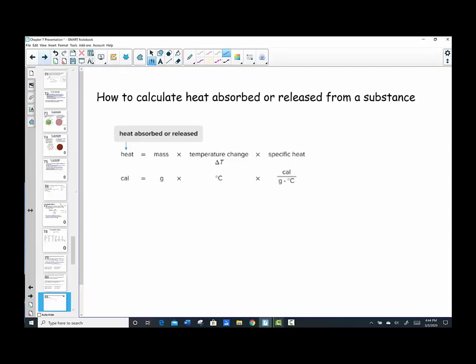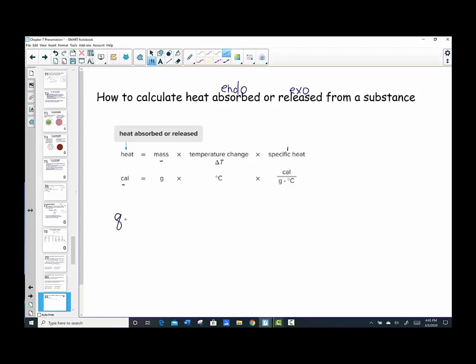We can calculate heat released or heat absorbed. Heat absorbed we know to be endothermic. Heat released is exothermic. Heat is measured in calories or in joules. The heat unit is a calorie. We can calculate that by taking the mass times specific heat times the change in temperature.